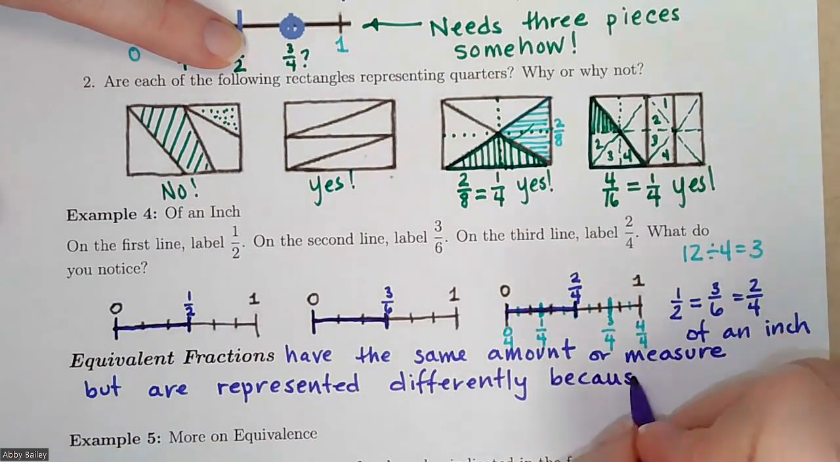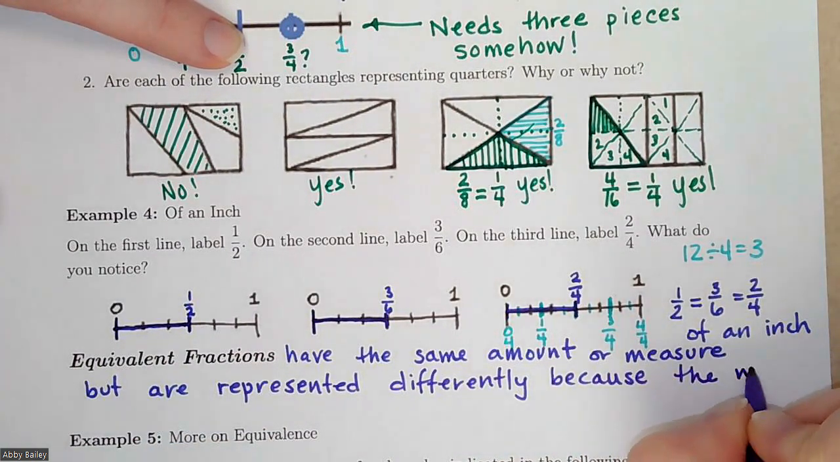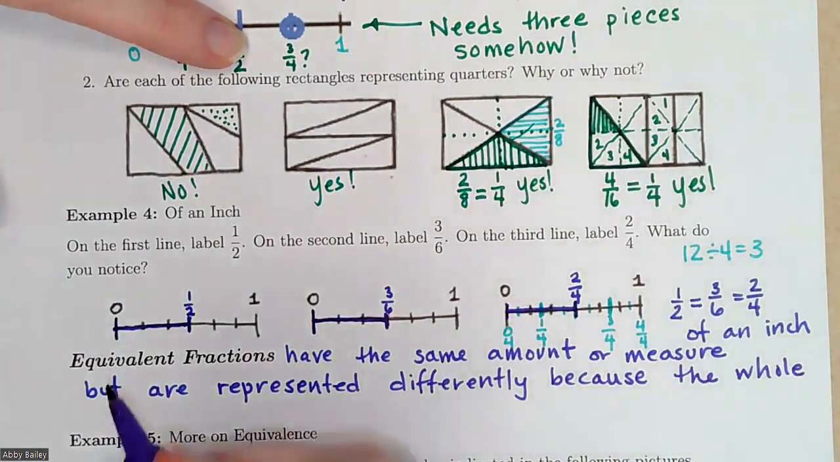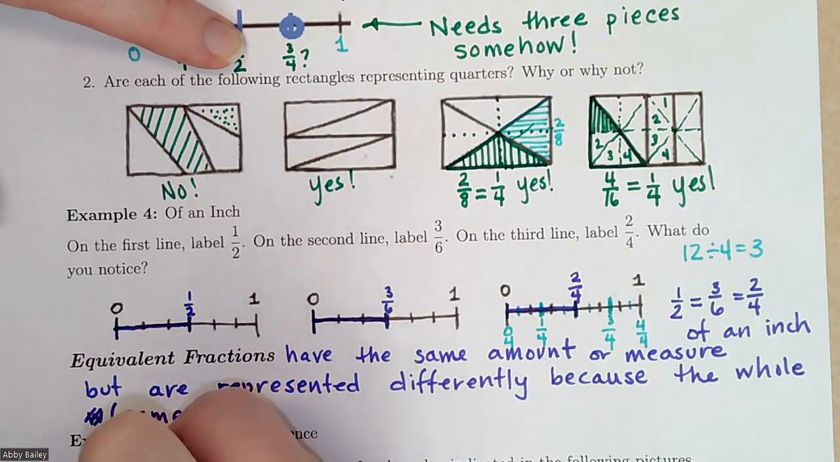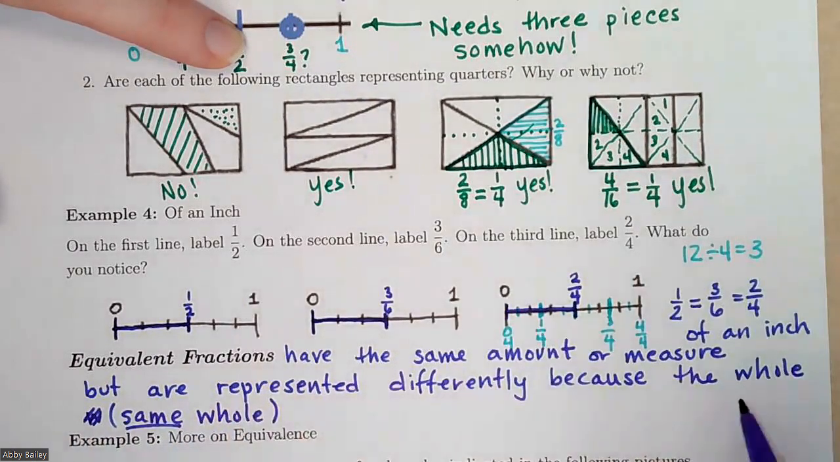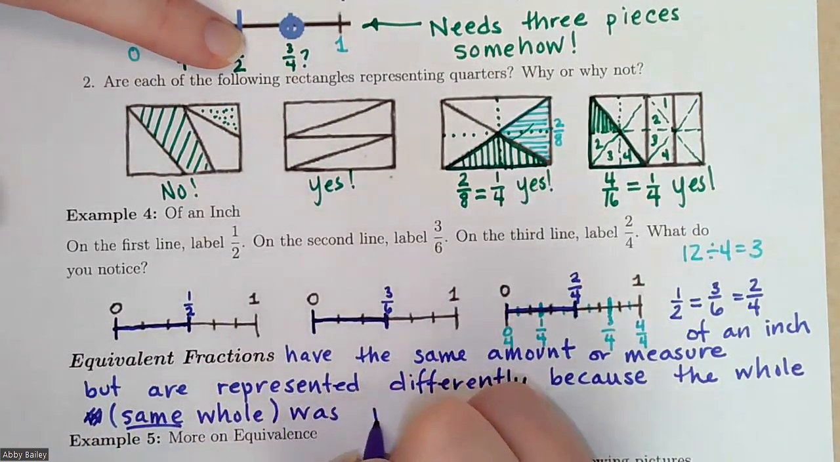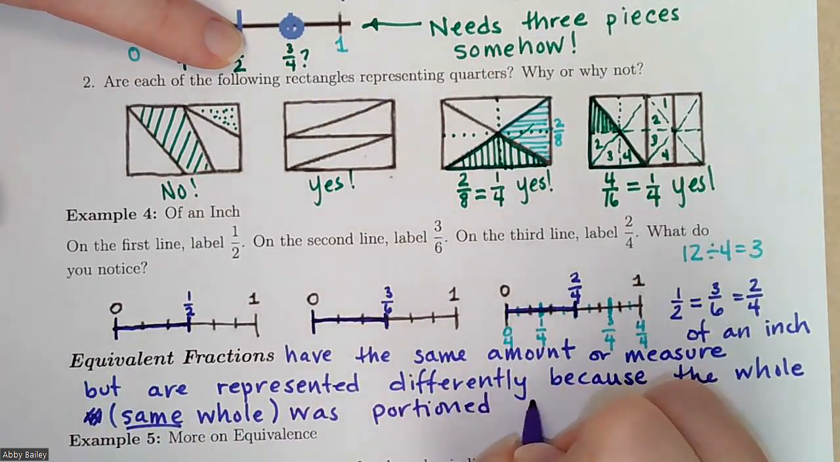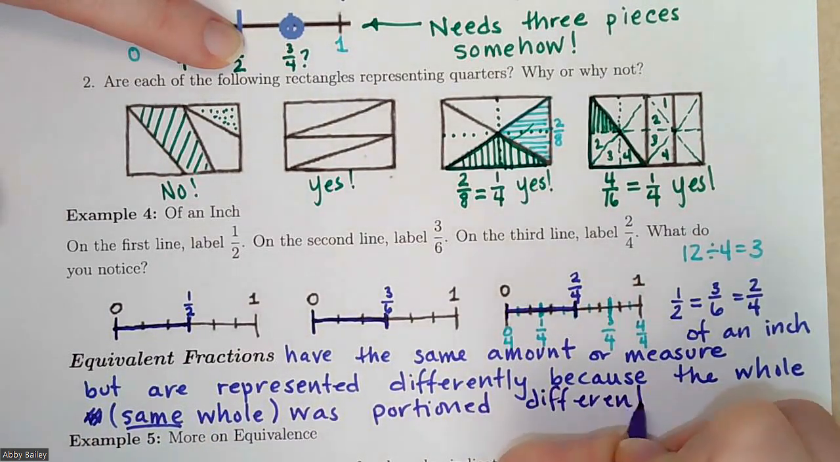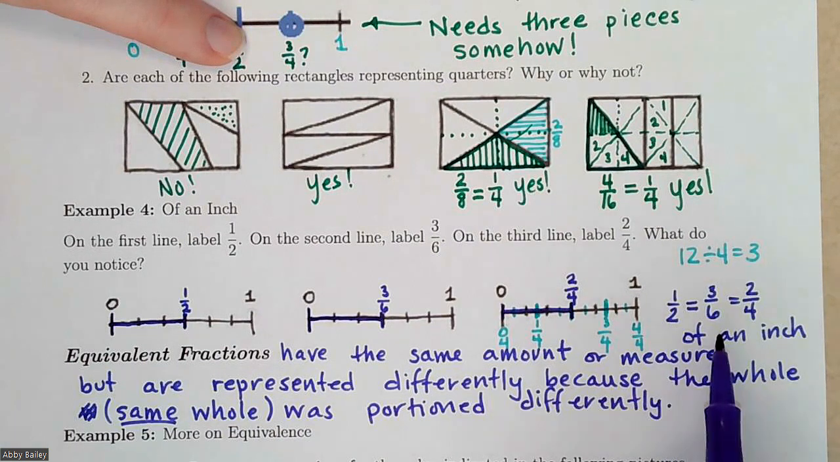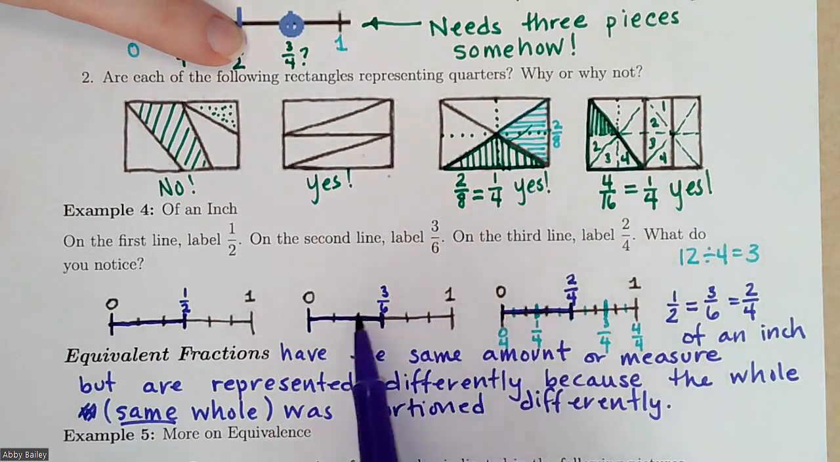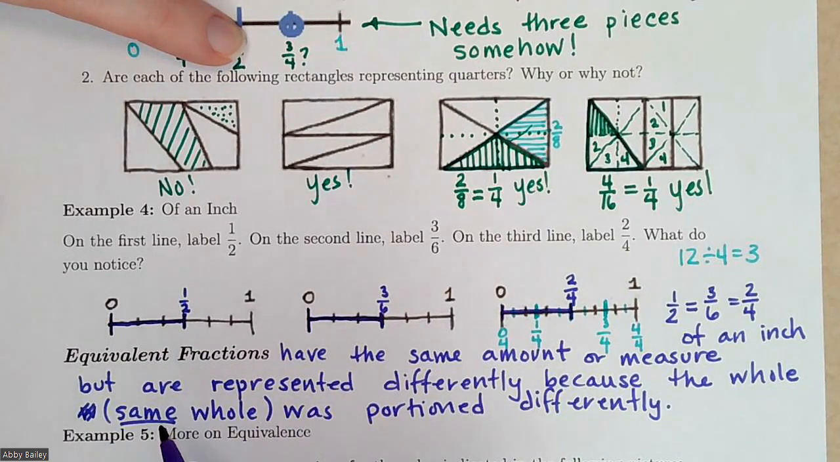Because the whole was chopped differently. So because the whole, and maybe I'll write down, same whole, was portioned differently. So this one was portioned into 2 equal portions. This was into 6 equal portions. This was into 4 equal portions, but they all ended up being the same amount of distance of an inch, but they all had to come from an inch for them to be equivalent.